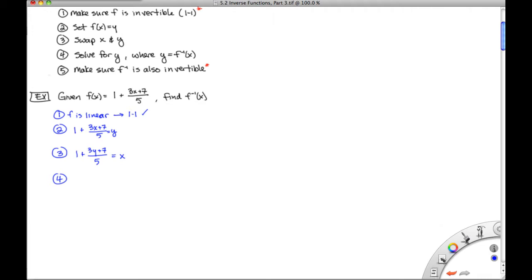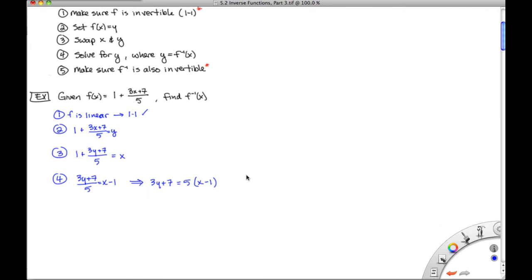So the first thing we'll do is subtract 1 from both sides. So we'll have (3y plus 7) divided by 5 equals x minus 1. Now the next thing we need to do is get rid of that 5, so let's multiply both sides by 5. In doing that, we'll have 3y plus 7 is equal to 5 times (x minus 1). Here all we did is multiply both sides by 5. We're going to resist the urge to multiply this out unless we have to, or until the end.